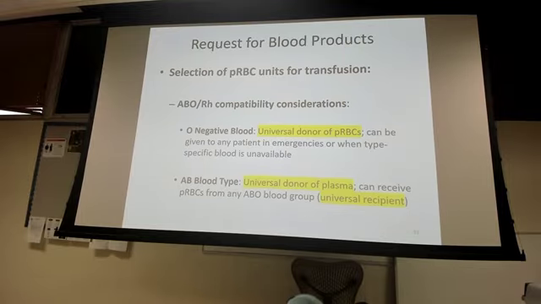All right, so we already know that the universal donor is that O blood, the universal donor of PRBC is that O negative blood, and we already know that AB blood type is the universal recipient.